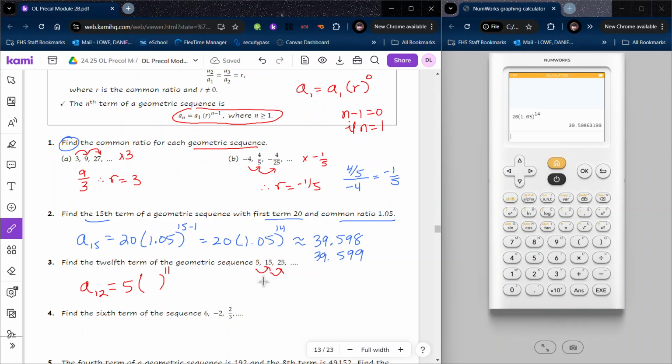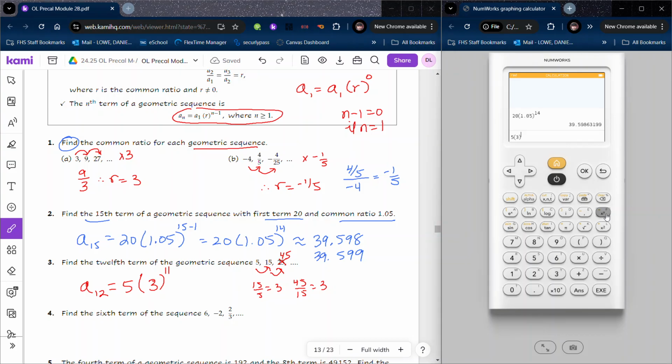It looks like that's a typo there. That should be 45, because 5 times 3 is 15. 15 divided by 5 is equal to 3, and 45 divided by 15 is equal to 3. So our common ratio is 3, and we can say 5 times 3 raised to the 11th power.